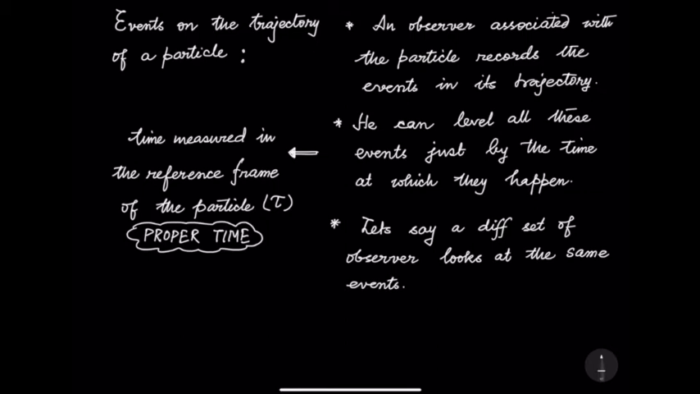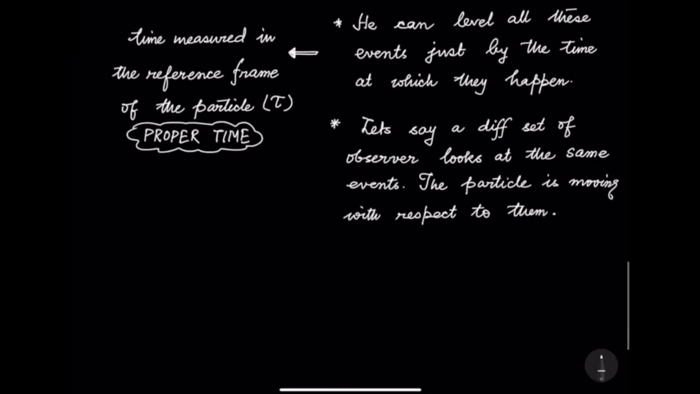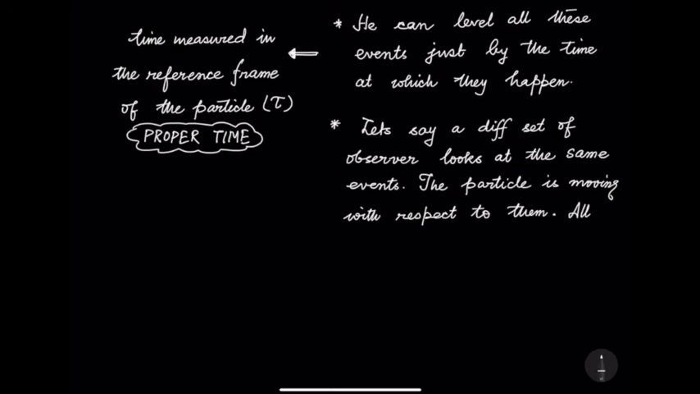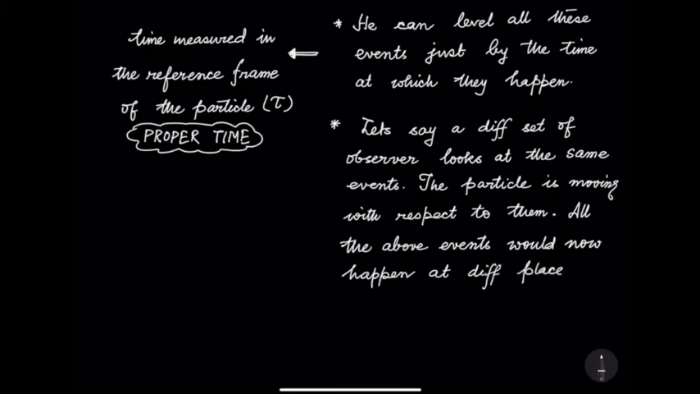These events, now because the particle is moving with respect to them, they will see all the events that were recorded by the observer on the trajectory of the particle happen at different places now, and at different times. All the events would now happen at a different place, and a different time.